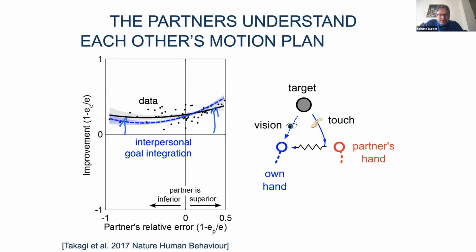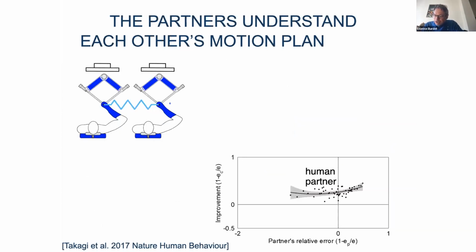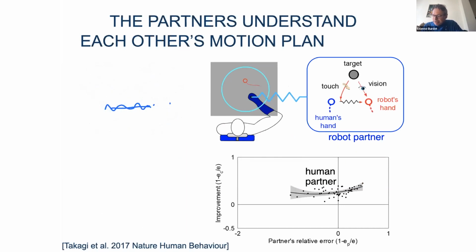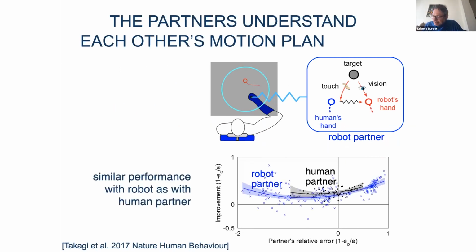more strictly. So what we did is that instead of having two people connected with a spring, we connected one subject with a robotic partner. This robot partner is basically using the information from the subject to find out where the subject wants to go and combining it with its own information. We assume the robot would do that, and we assume the human would do the same. And what we find is that, in fact, the robot partner gives very similar performance. So with the connection to the robot partner, you get very similar benefit to being connected with a human partner.